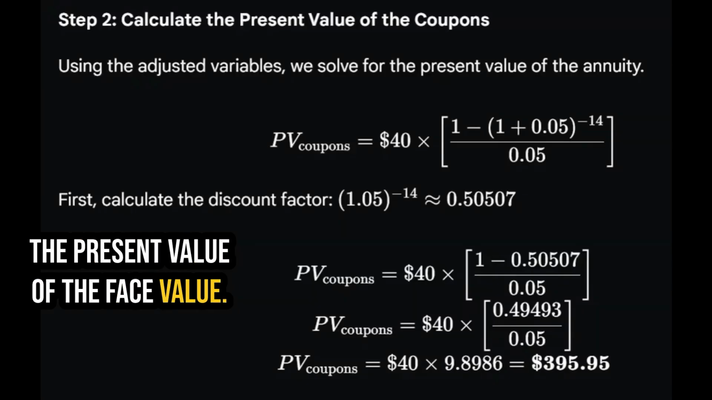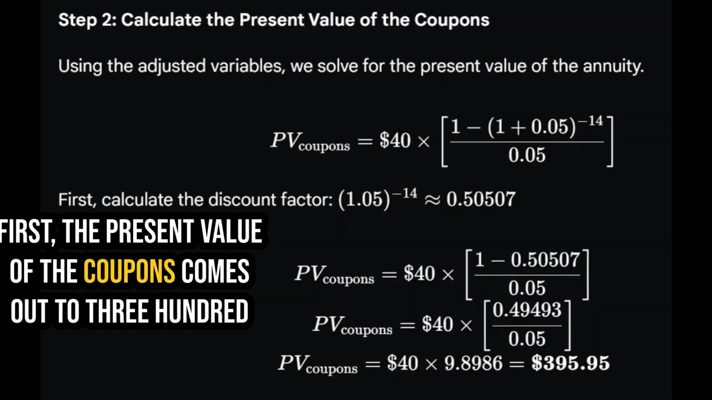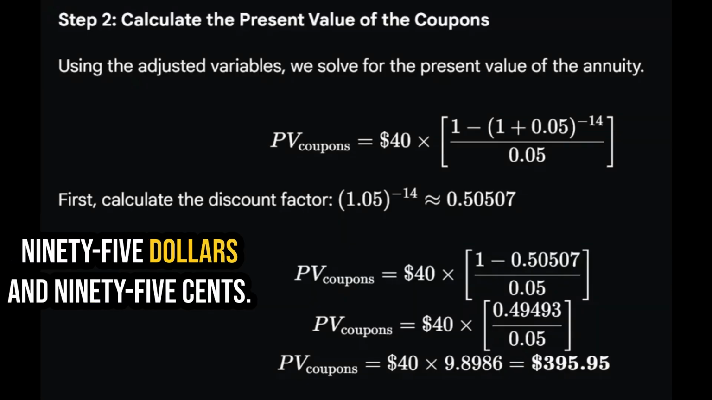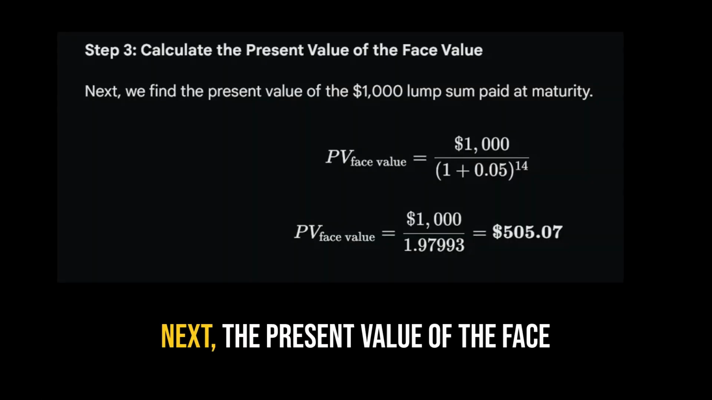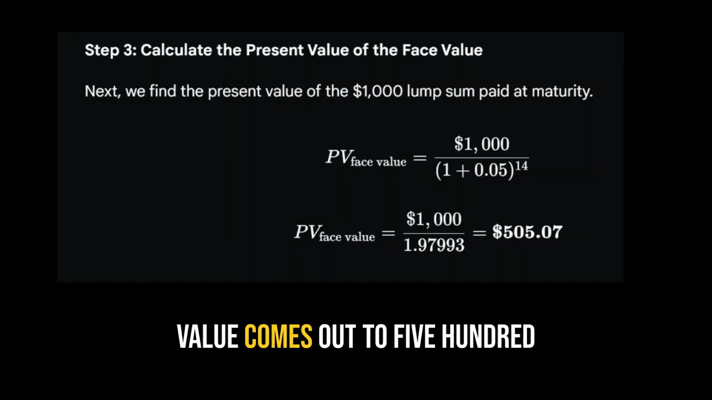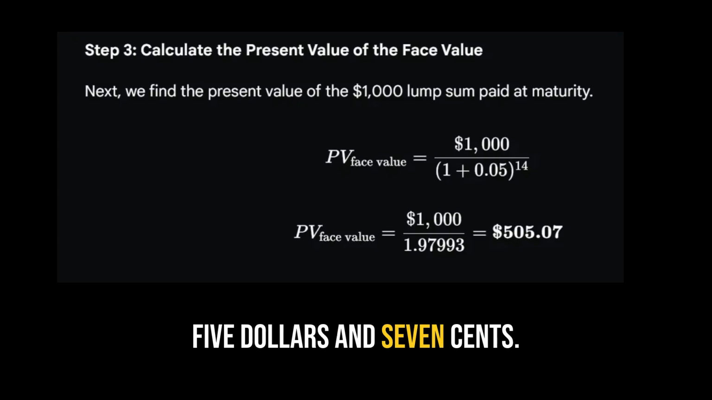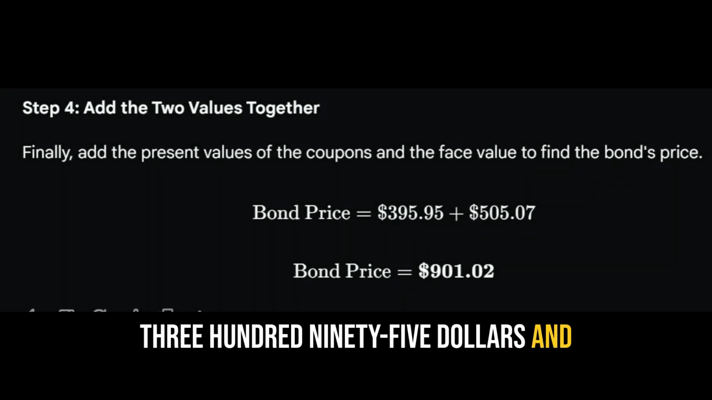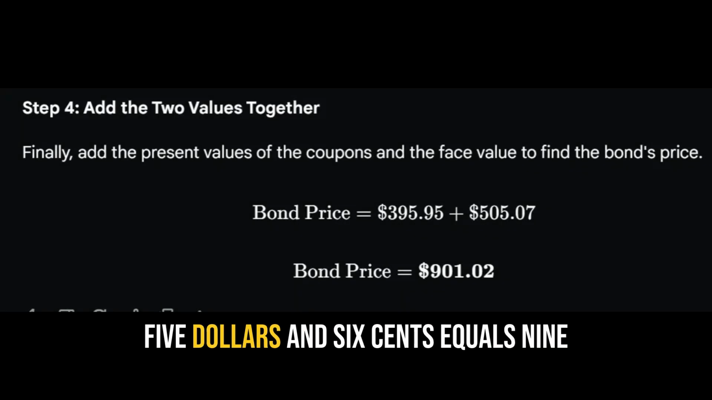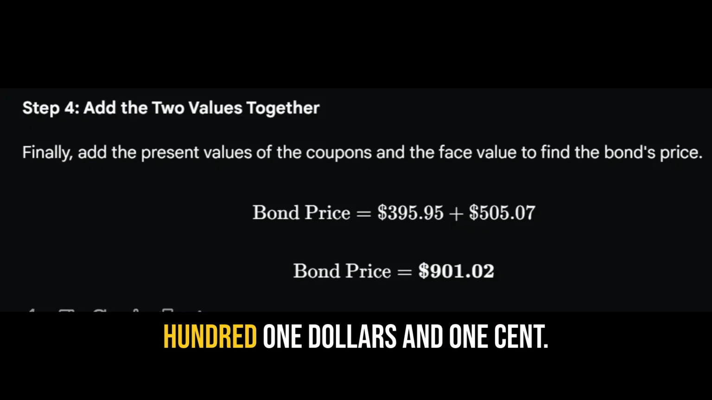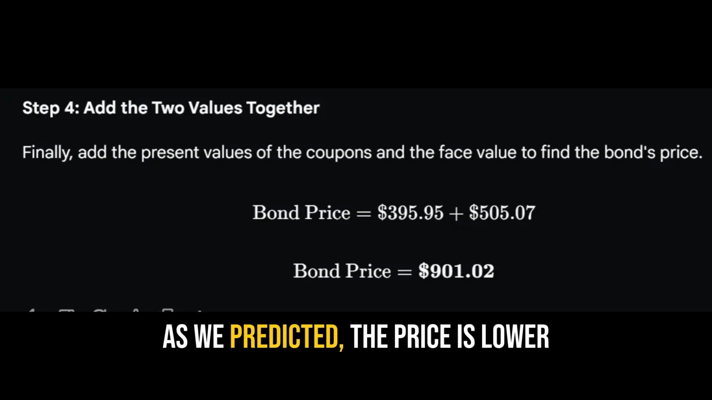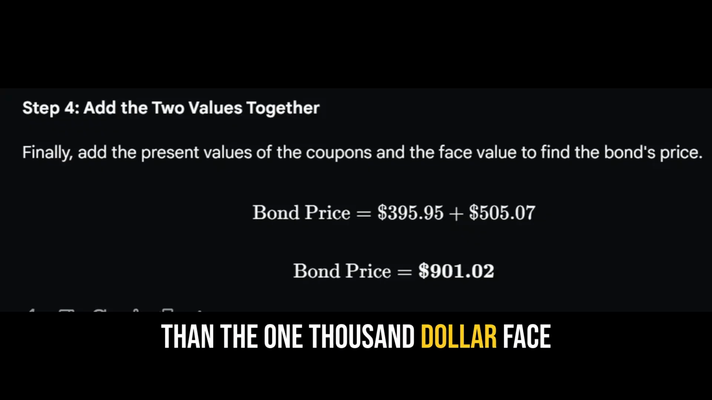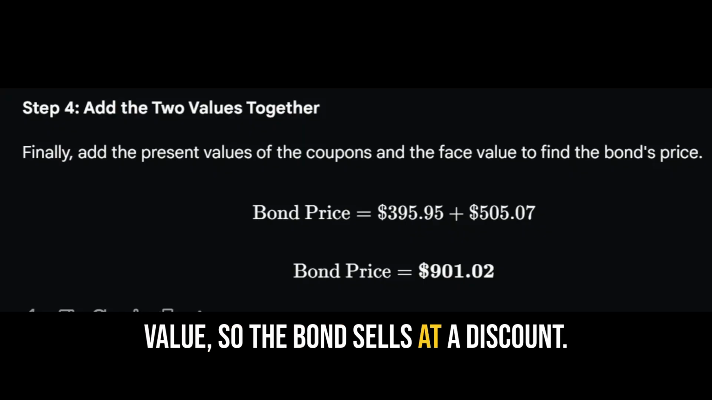of the face value. First, the present value of the coupons comes out to $395.95. Next, the present value of the face value comes out to $505.07. Finally, we add them together. $395.95 plus $505.06 equals $901.01. As we predicted, the price is lower than the $1,000 face value, so the bond sells at a discount.